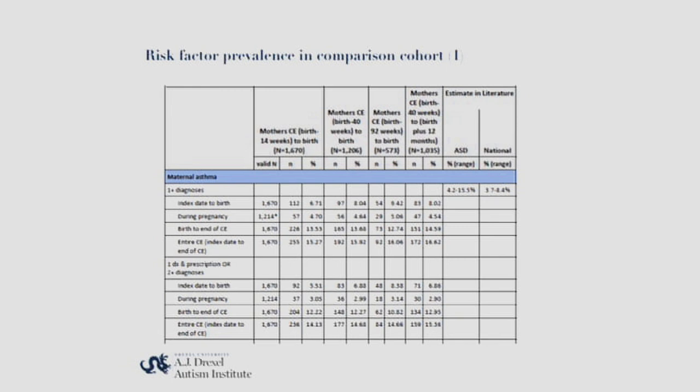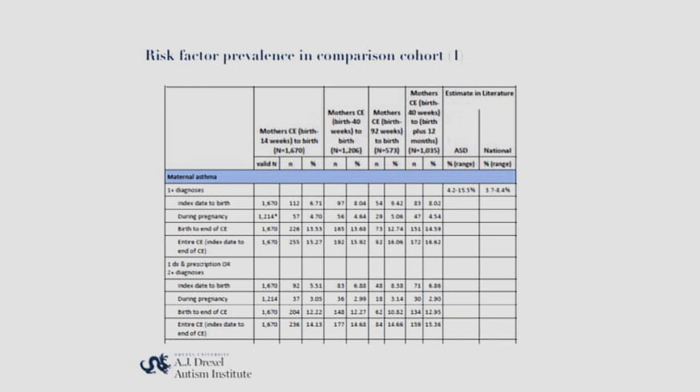So what were we comparing this to? Well, we were comparing this to data that we got from the literature on the prevalence of asthma in mothers. And you can see that the range for national data is between 3% and 8%. And what I'm showing you here is prevalences from our comparison group.